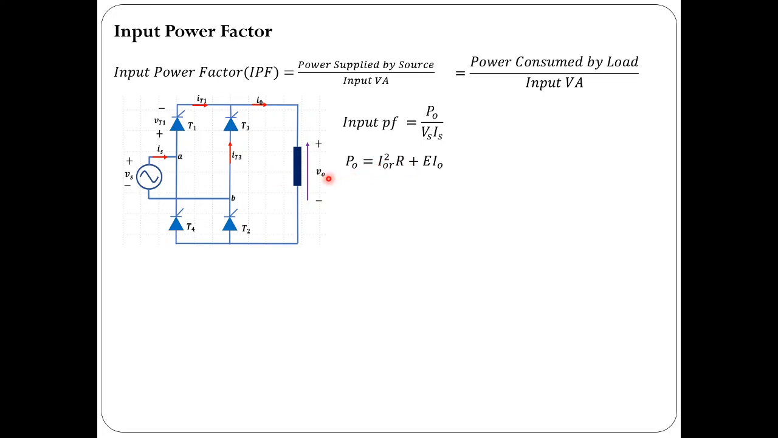So power absorbed by load is equal to power absorbed by resistor plus power absorbed by battery. Power absorbed by resistor is equal to RMS value of current through the resistor squared into resistance value, and power absorbed by battery is equal to battery voltage into average value of current flowing to the battery. Coming to the input voltage, RMS value Vs is equal to Vm by root 2, which is same as VOR, right? That is same as RMS value of the output voltage. RMS value of input current is same as RMS value of the output current.